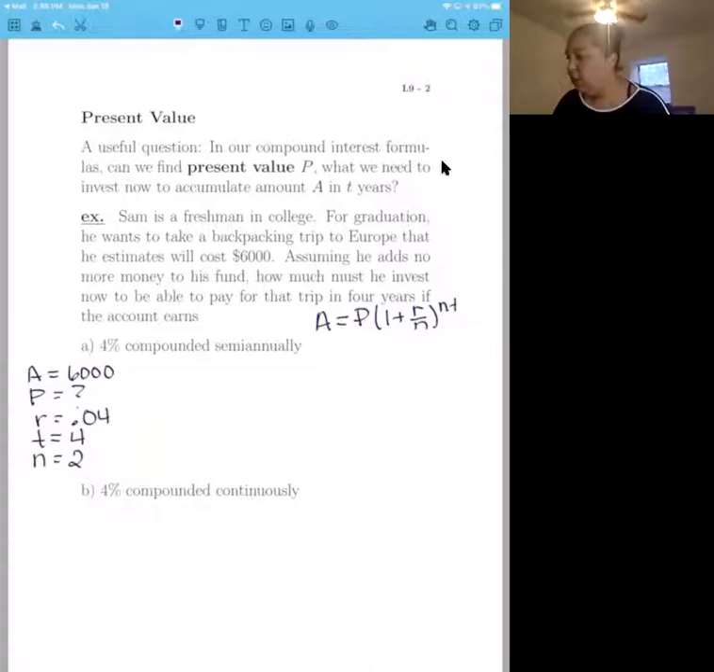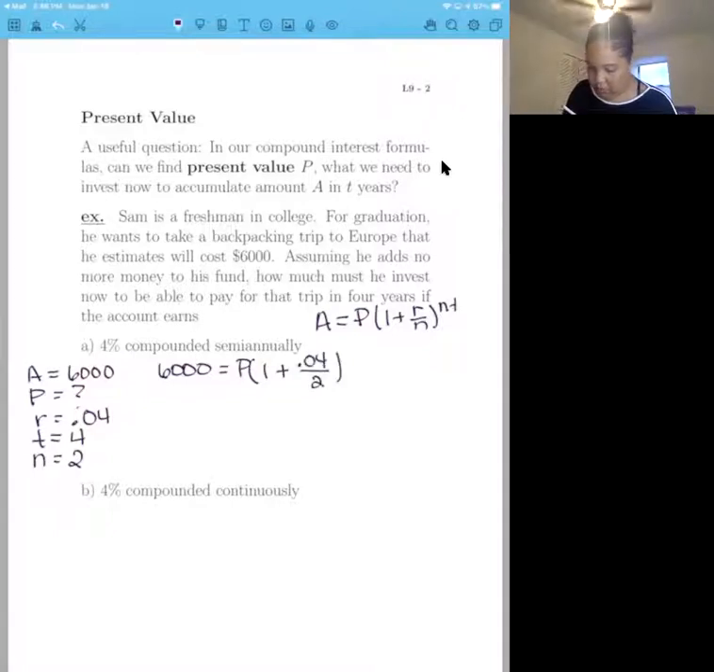All right, so let's go ahead and plug all that in. I have 6,000 equals P times (1 plus 0.04 over 2) to the 2 times 4.